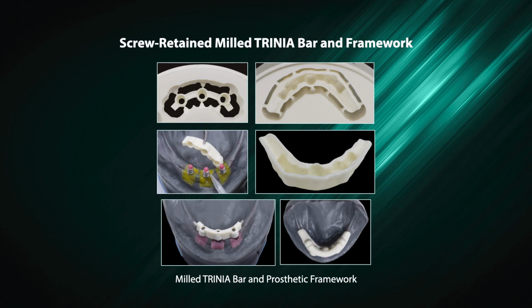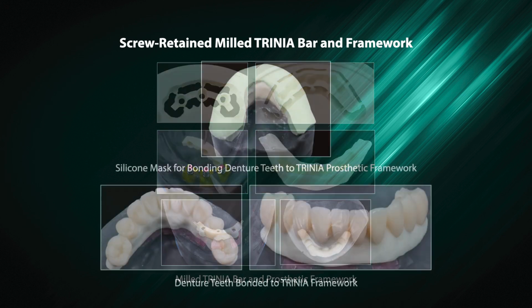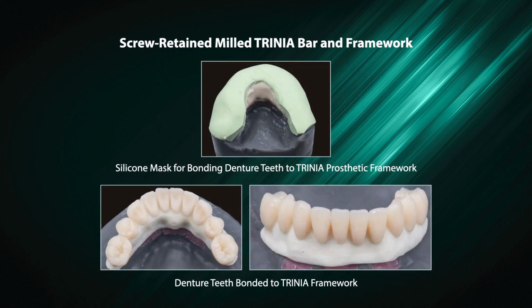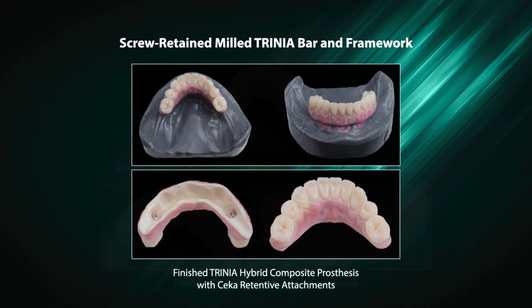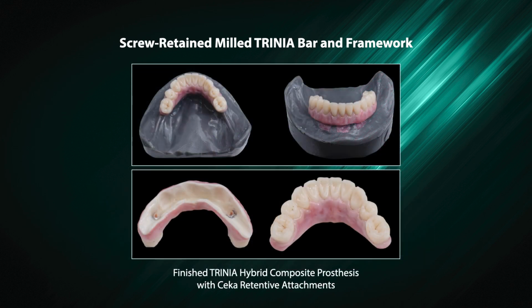Seen here is a milled TRINIA bar and prosthetic framework. The top image shows a silicone mask for bonding denture teeth to the TRINIA prosthetic framework, while the bottom two images show denture teeth bonded to a TRINIA framework. Finished TRINIA hybrid composite prosthesis with retentive attachments.